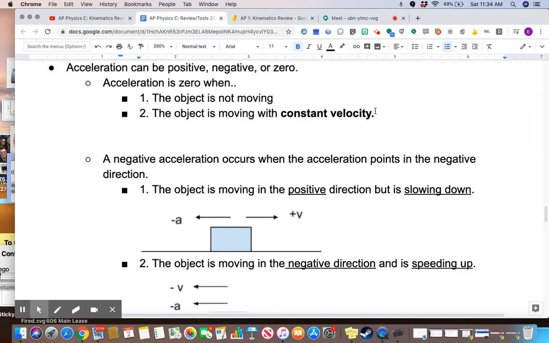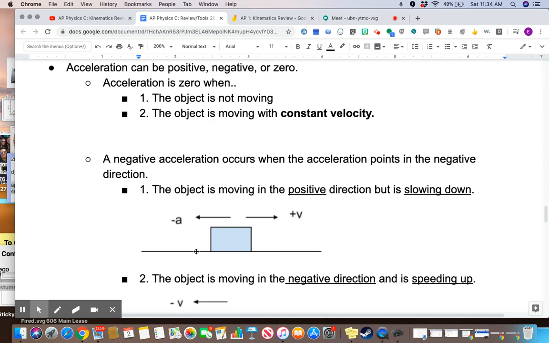So determining when acceleration is positive or negative, okay? First we'll talk about when it's slowing down or speeding up, and then we'll talk about how we know if acceleration is positive or negative. Acceleration can be negative if acceleration points in the negative direction. So if the vector is negative, the acceleration is negative, okay? But we can have negative acceleration and be either speeding up or slowing down.